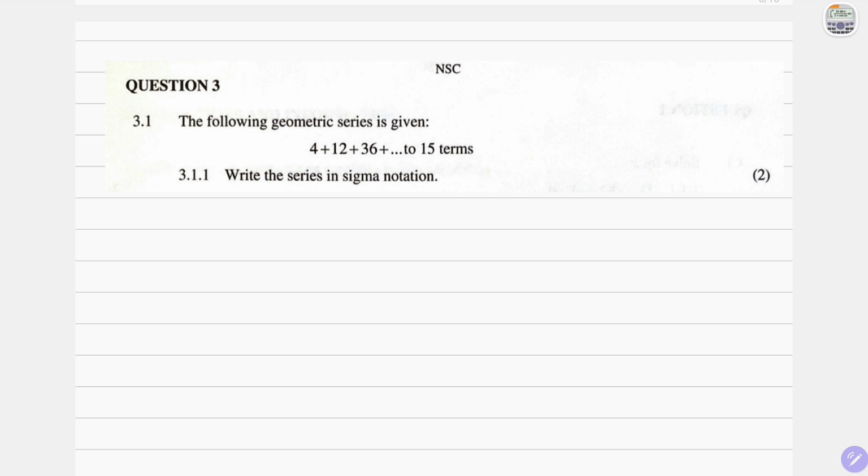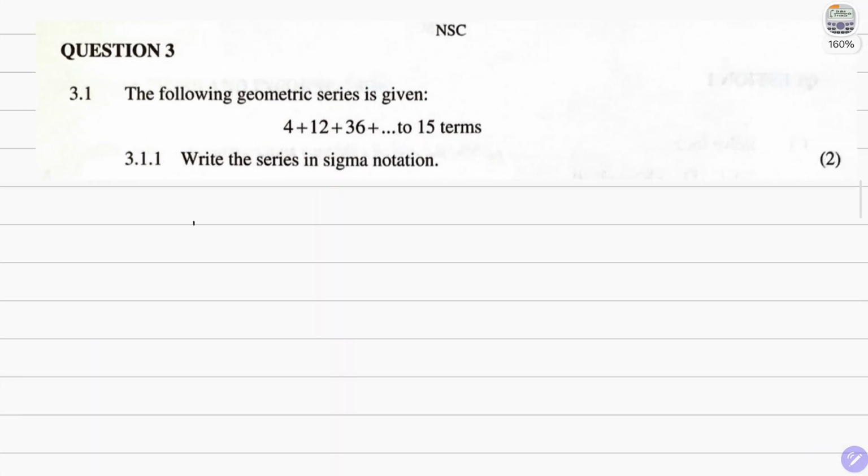Question 3.1 says, the following geometric series is given and this goes to 15 terms. Write the series in sigma notation. So to write the series in sigma notation, we need the general formula first. Because they said to 15 terms, this starts at term 1, 2, 3, and then all the way to 15 terms, meaning it starts at n equals 1 and ends at n equals 15.